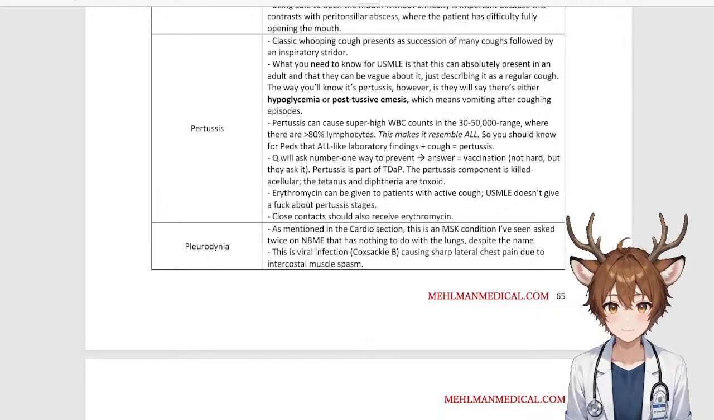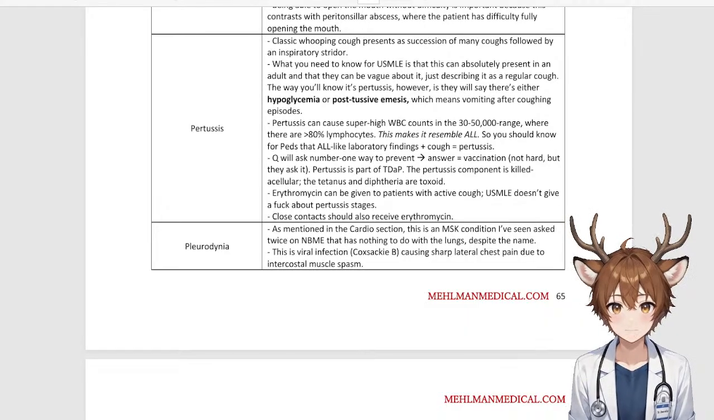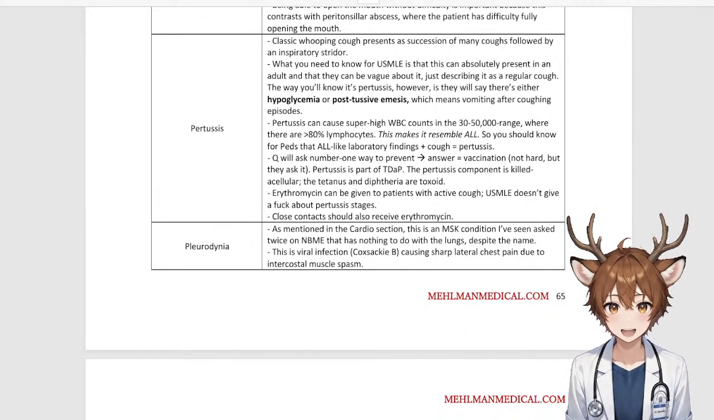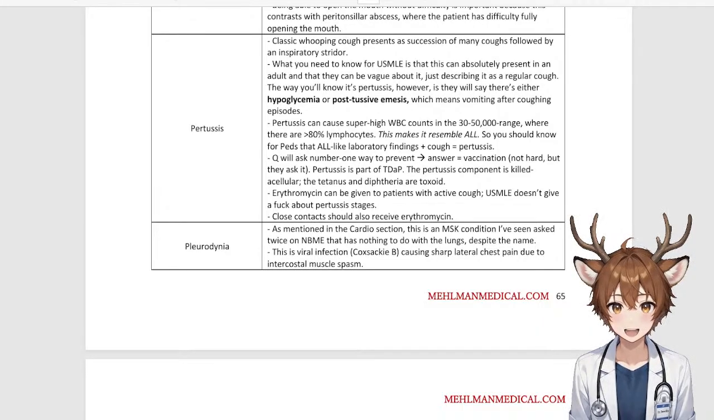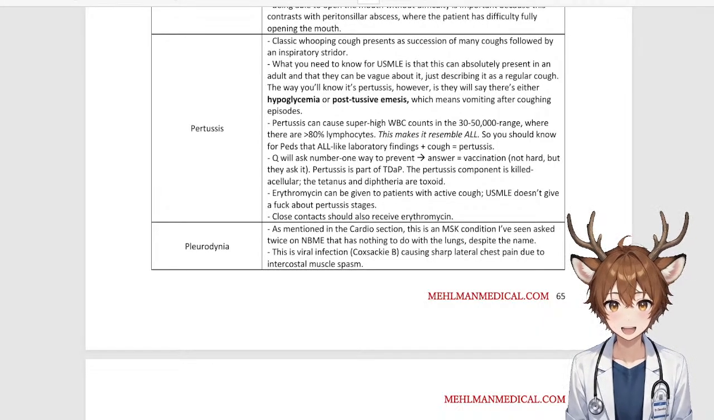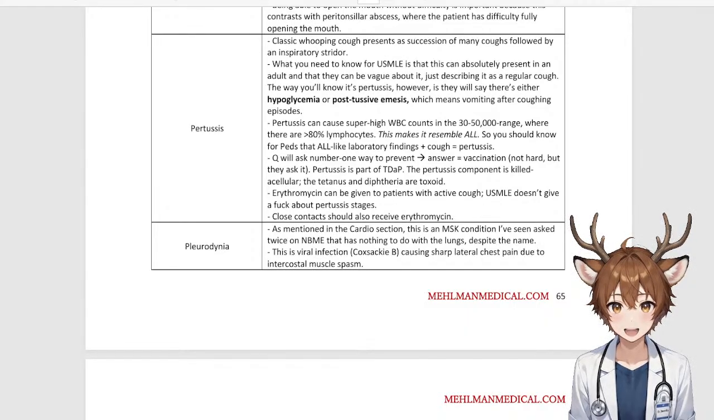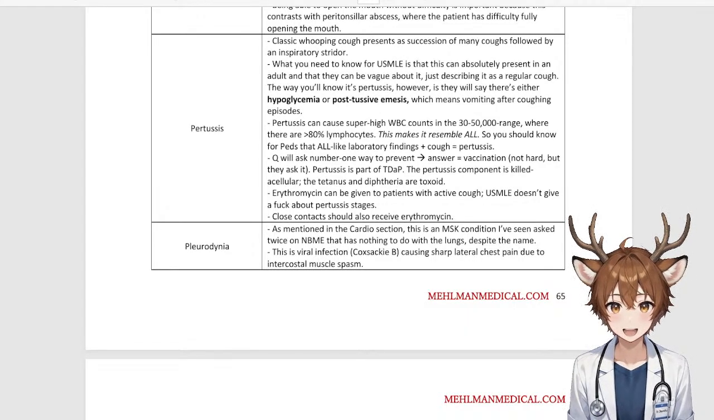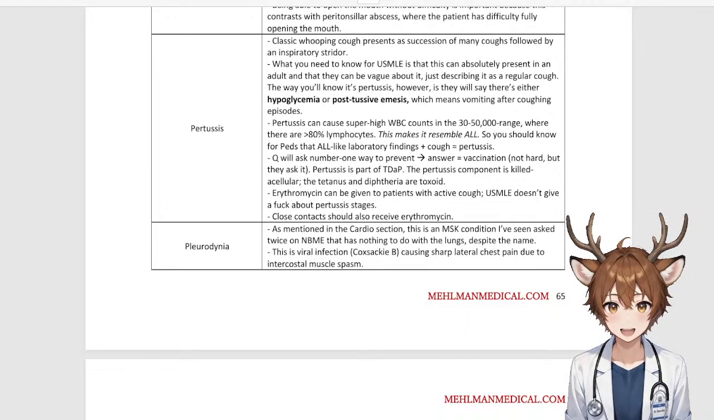Pertussis. Classic whooping cough presentation as a succession of many coughs followed by an inspiratory stridor. What you do need to know for USMLE is that this can absolutely present in an adult, and they can be vague about it, just describing it as a regular cough. The way you'll know it's pertussis, however, is that they'll say either hypoglycemia or post-tussive emesis, which means vomiting after coughing episodes.